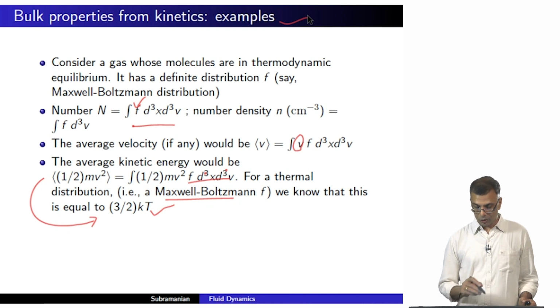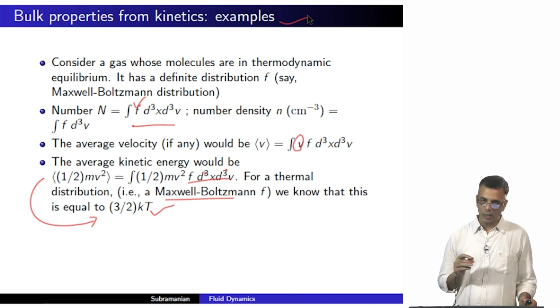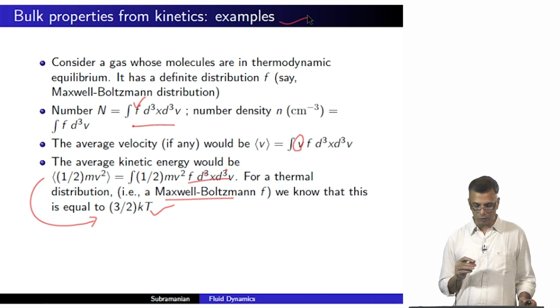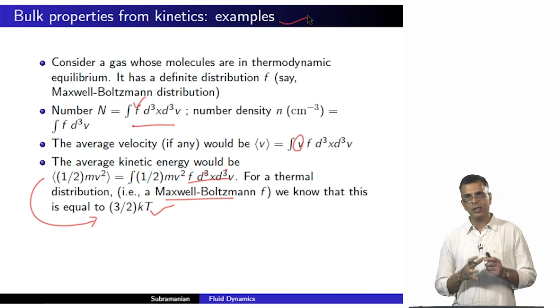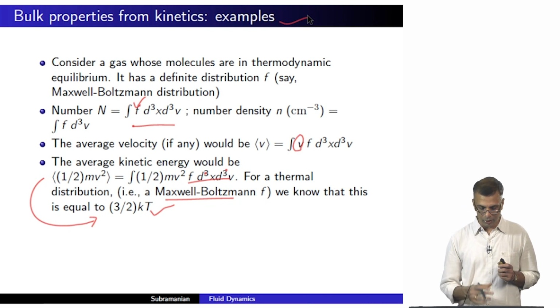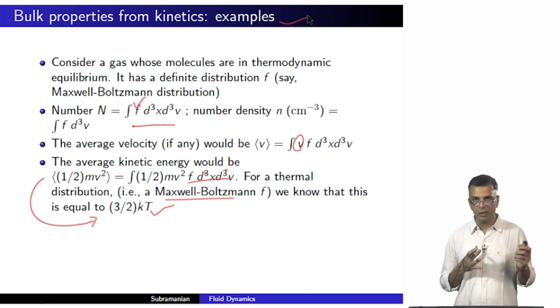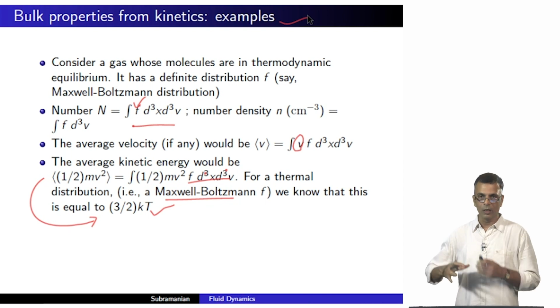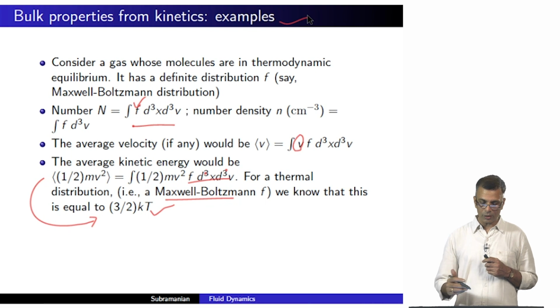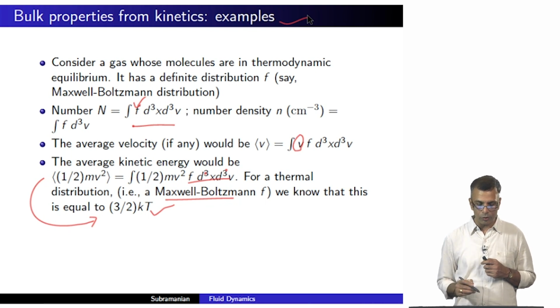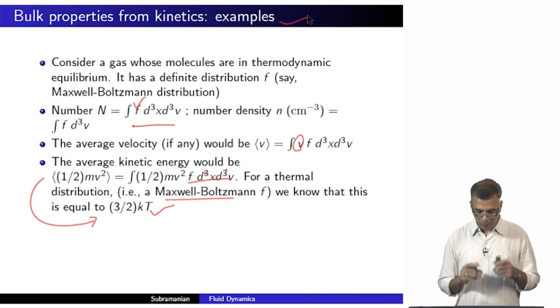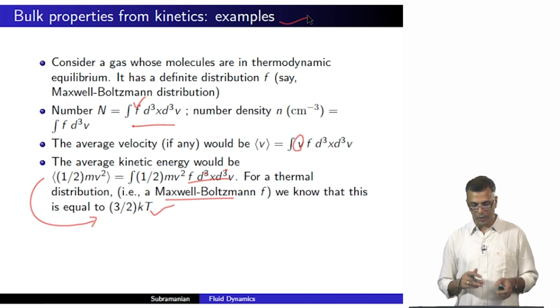The microscopics concern themselves with kinetics, things like collisions and so on and so forth. But if you wanted to get a macroscopic quantity like the temperature, which will be used in our study of fluids, in the study of the continuum, this is how you do it. So this is an example of how you get a bulk property such as the temperature from the microscopics.